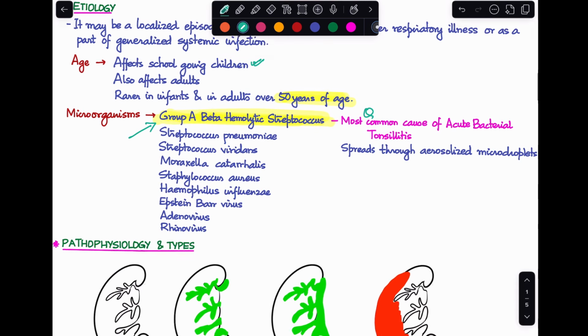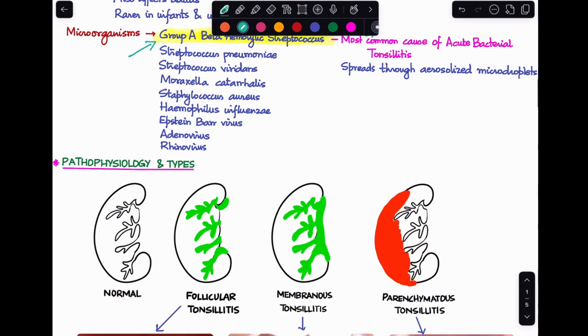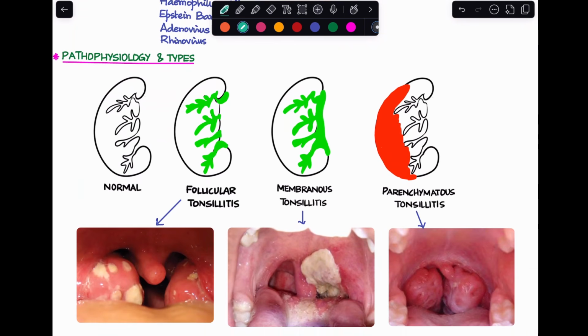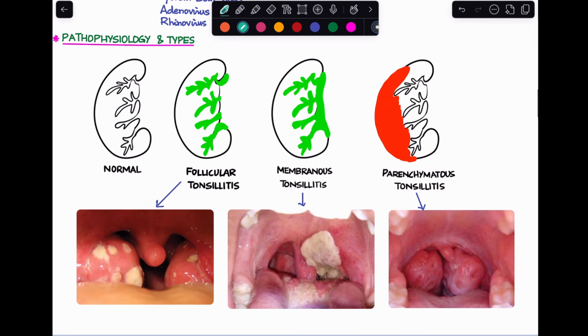Now, let's try to understand the pathophysiology behind this disease, and based on that, what are the different types of acute tonsillitis that we have. Okay, so let's look at the first image over here. This is what a normal tonsil will look like. These are all the crypts that you can see, the primary and the secondary crypts in the tonsil.